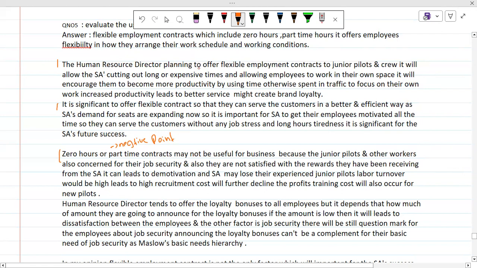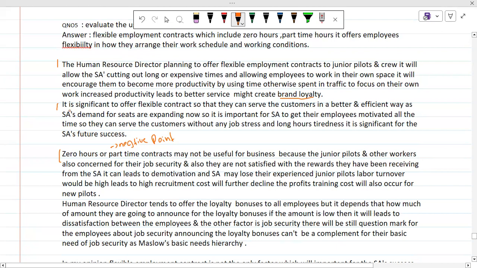The HR director is planning to offer flexible employment contracts to junior pilots and crew. It will allow SA to cut out long or expensive commute times and allow employees to work in their own space. It will encourage them to become more productive by using the time otherwise spent in traffic to focus on their own work. Increased productivity leads to better service, which might create brand loyalty. So here you can see that I built the chain of analysis. And if there is brand loyalty, it means that this is very good for SA's future growth, because they also want to expand in the international market. So brand loyalty is very important here.